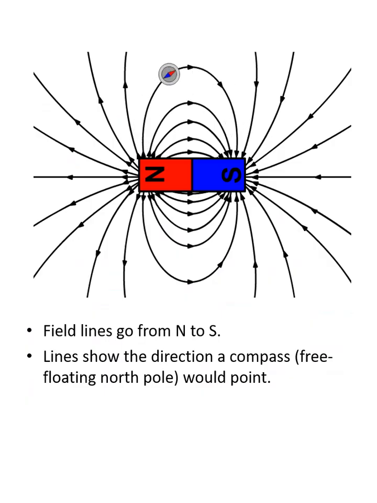So here you have an animation of a compass. You move it along that magnetic field, and the red, which is the north pole of the compass needle, just automatically points towards the south pole. So field lines always point from north to south, and the lines show the direction a compass would point.